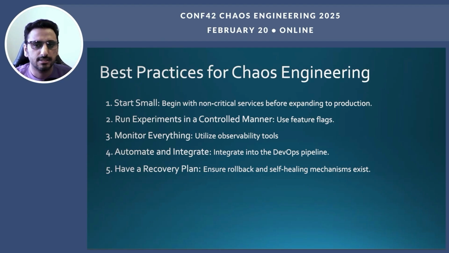The next step is automation. Chaos engineering should be a regular part of the DevOps pipeline. It should be running continuously, on the pipelines. It should not be a once-in-a-year or once-in-a-month exercise. It should happen regularly. That's the only way to make it more useful.